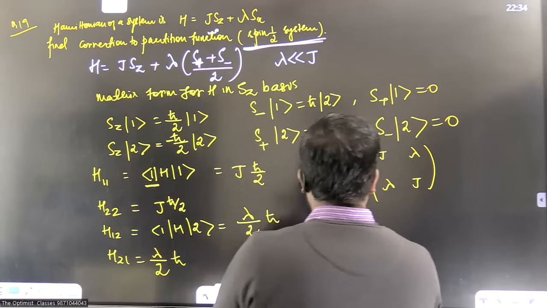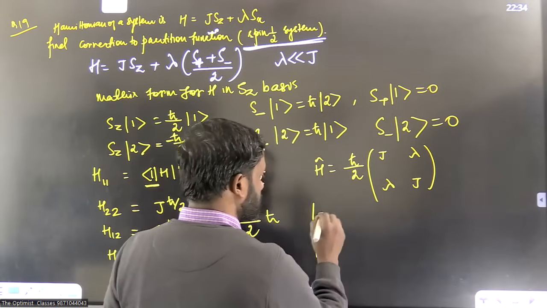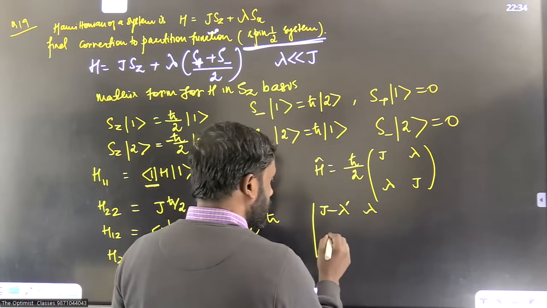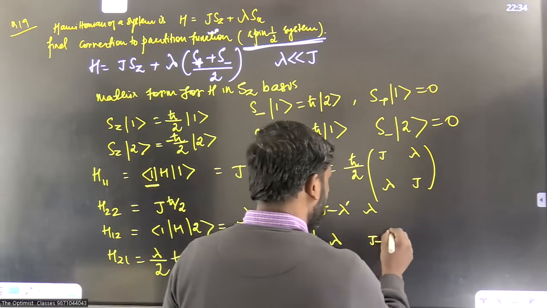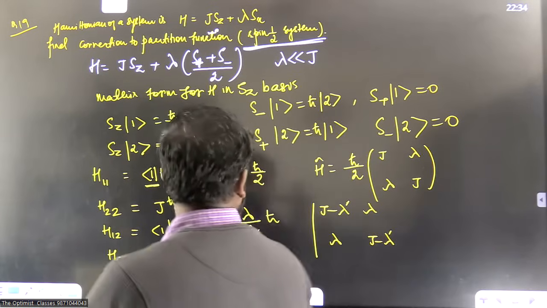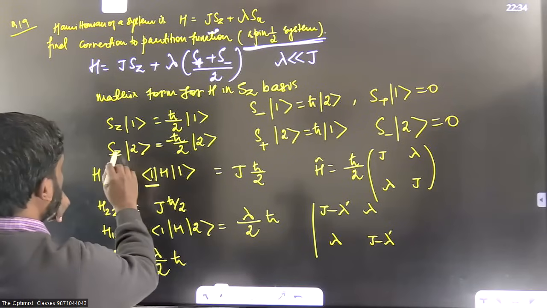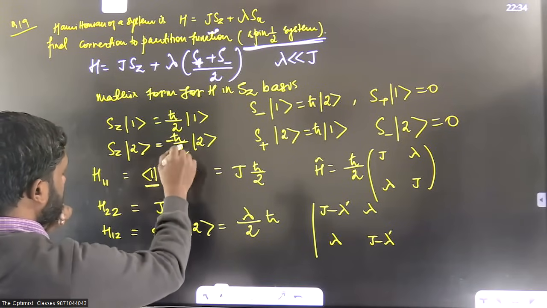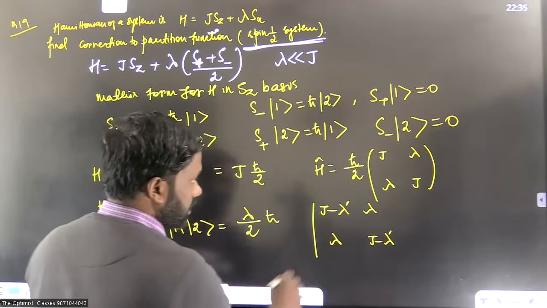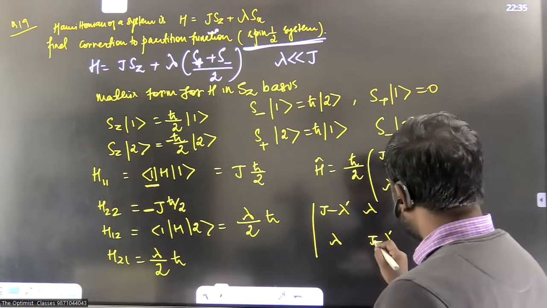If you want to calculate its eigenvalues, we are leaving that for the time being. We are just focusing on this matrix. So we'll write J, minus J, lambda and lambda. I think I made some mistake here. When Sz acts on state 2, you get a minus here. So this is minus h bar by 2. There is a minus sign here.